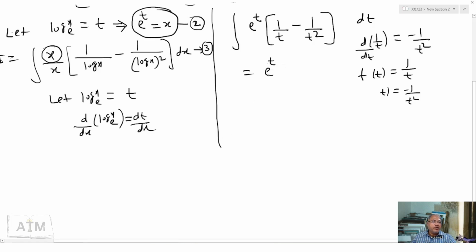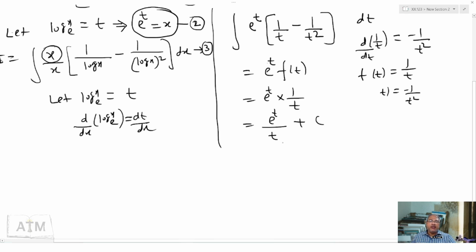Therefore integration of this is nothing but e raised to t into f of t, that is equals to e raised to t, f of t nothing but 1 upon t. So e raised to t upon t plus c. But this is not the final answer because the question is given in terms of x. So we have to do the back substitution here.